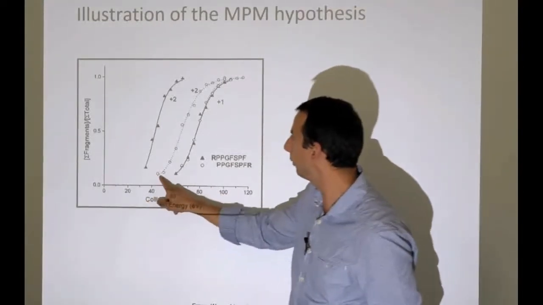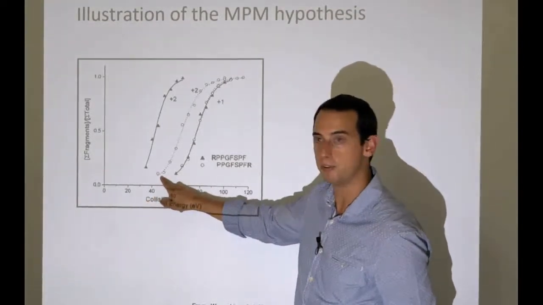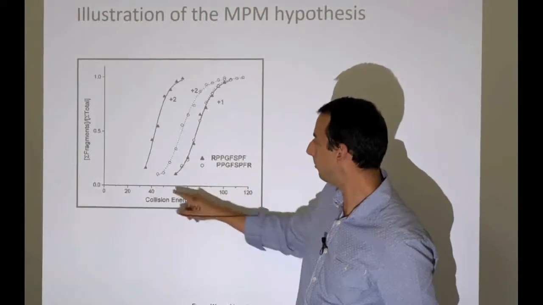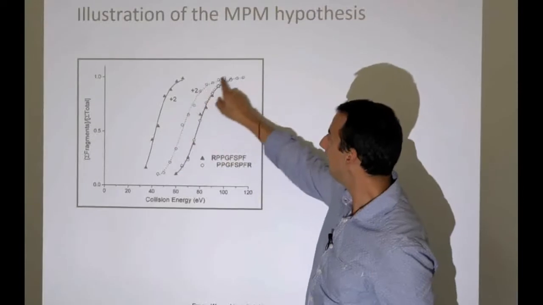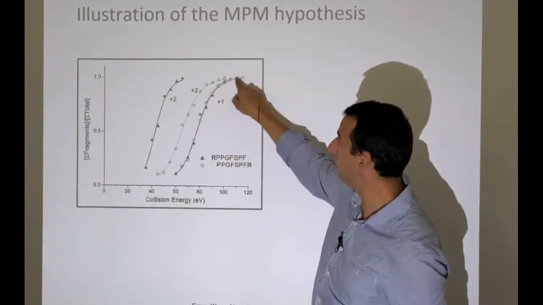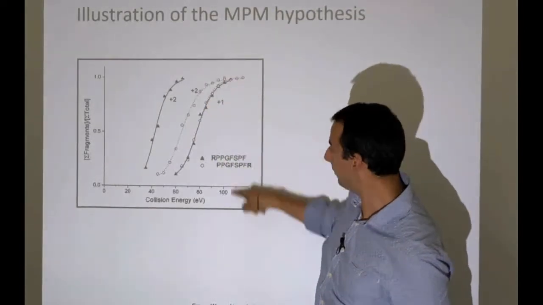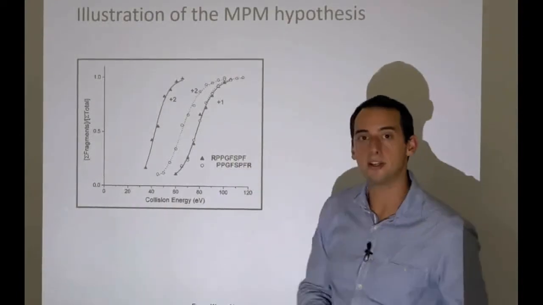And look what happens to the collision energies needed to get good fragmentation for this second peptide with the arginine at the C-terminus and the proline at the N-terminus, the circle. It is very high, and in fact you only reach full coverage at the same collision energies we had for the singly charged state.